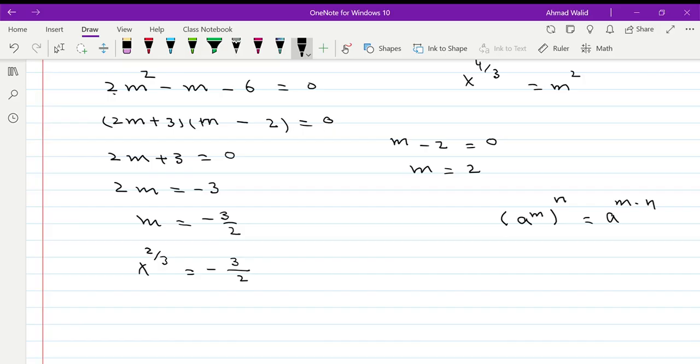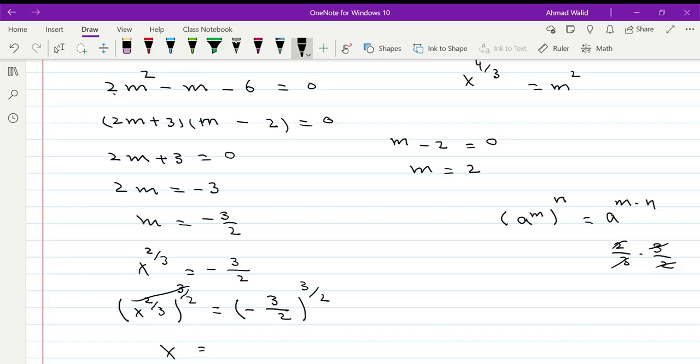To remove 2/3 from here, I'll raise x to the power of 2/3, all of them to the power of 3/2. Because you see here, 2/3 times 3/2 gives you 1. That's the technique. If I raise the left side to the power of 3/2, I have to raise the right side also to the power of what? 3/2. Here, these two cancels out. X equals negative 3 to the power of 3/2.